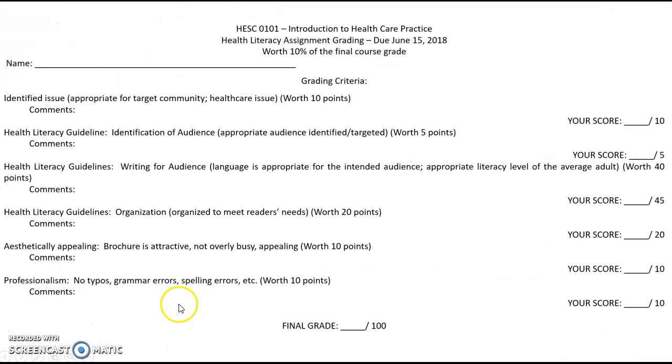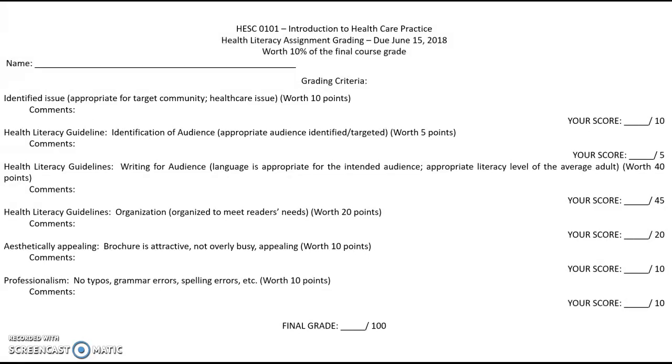Now, this is just what the grading grid is going to look like. I will post this as a separate Word document as well, so you can know what you're going to be graded on. But just to talk about it for a second, you're going to be graded on finding that identified issue. Is it appropriate for the target community? Is it a healthcare issue? That's going to be worth 10 points.